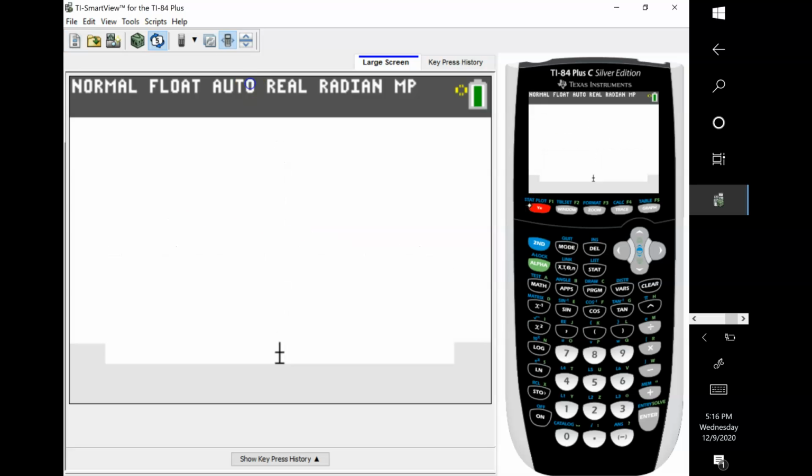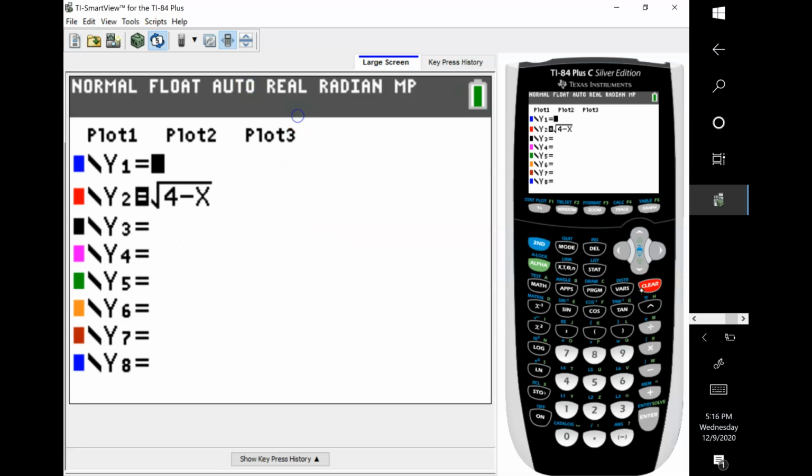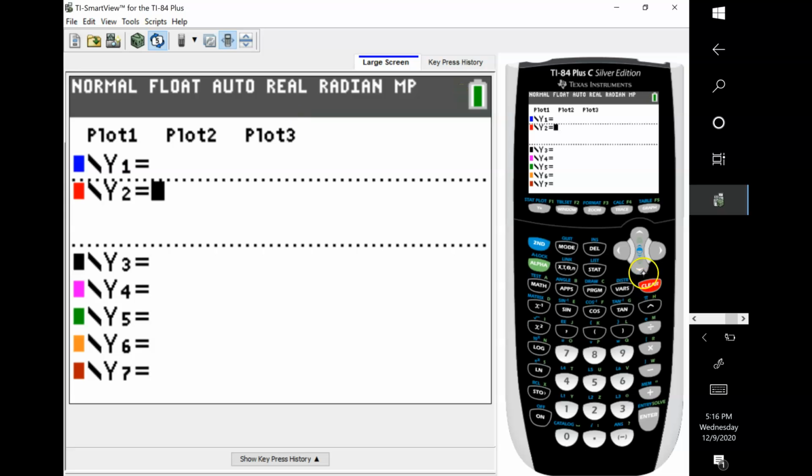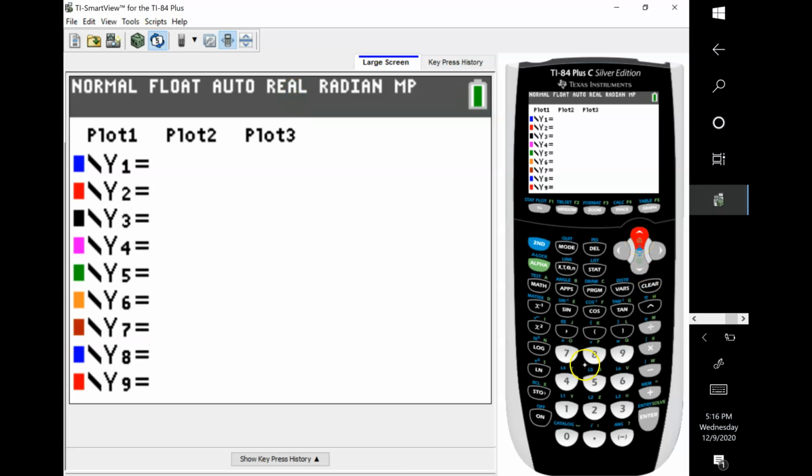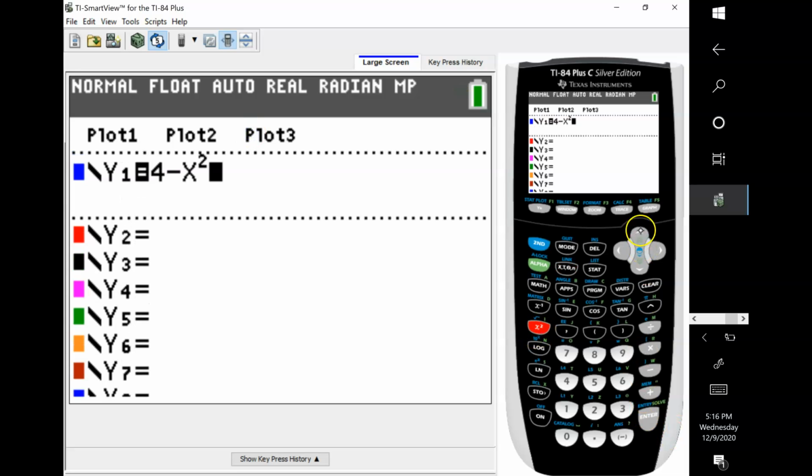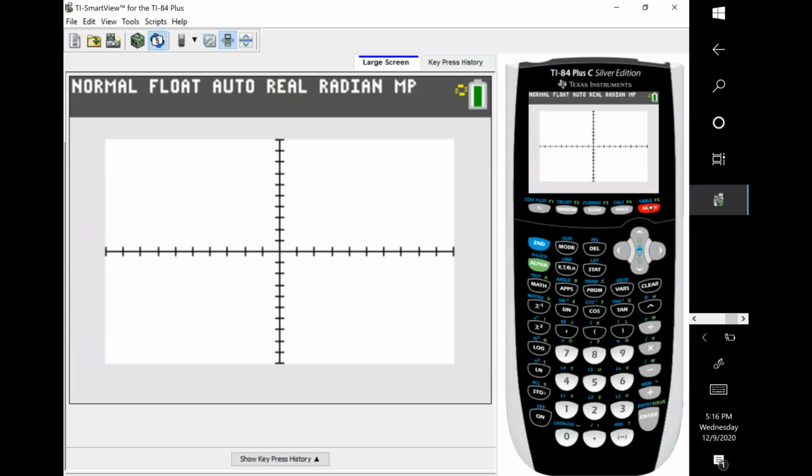And go to y equals and type in 4 minus x squared. And hit graph. So where is the graph greater than 0? Where is it above the x-axis? It's above the x-axis in between negative 2 and 2. So in between negative 2 and 2.